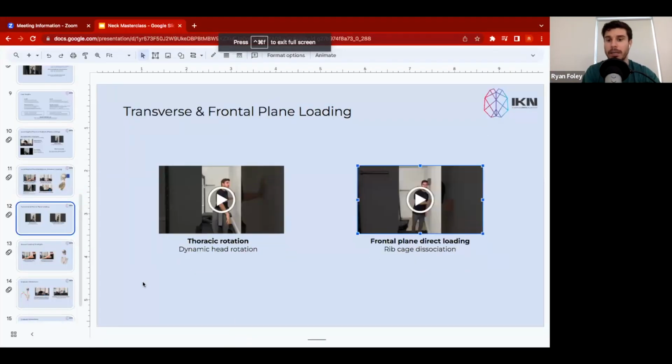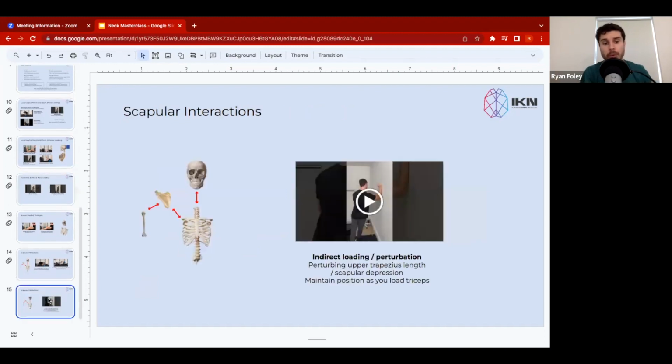Okay, so while they may look simple, they're very, very helpful for building direct load into the cervical tissues, but also allowing the client more control so we can progressively load them a little bit more easily. Okay. And then we're moving lastly into a coordinative strategy.